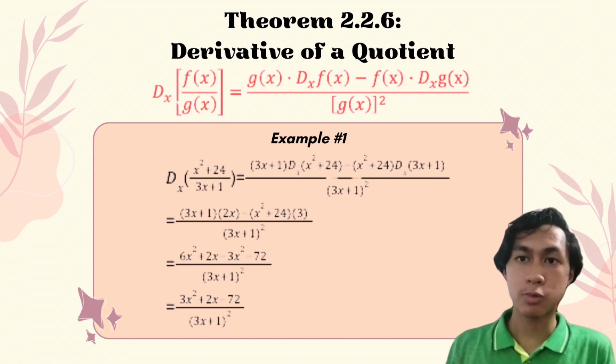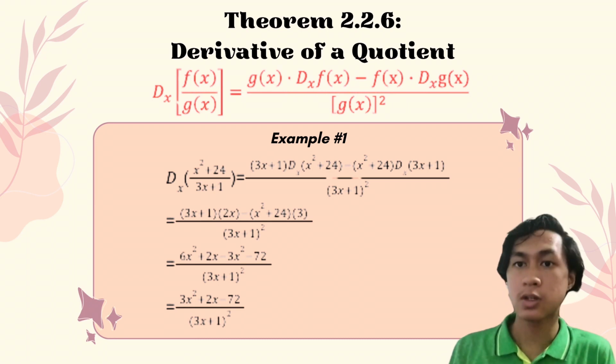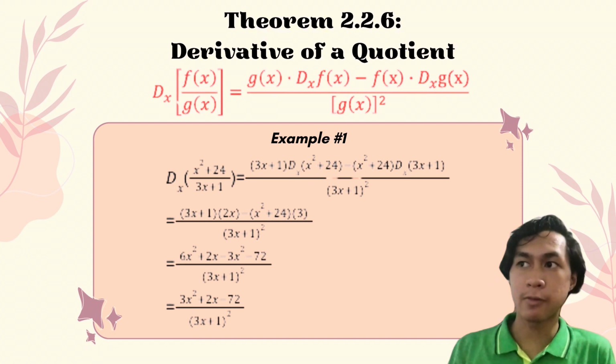So derivative of product and quotient has the same steps of solving. The only difference is that they have different formulas. So just like what I've said from the steps of derivative of product, the first step is to substitute the two functions accordingly to their formula. So it will look like 3x plus 1 times the derivative of x squared plus 24 minus x squared plus 24 times the derivative of 3x plus 1 over 3x plus 1 squared.